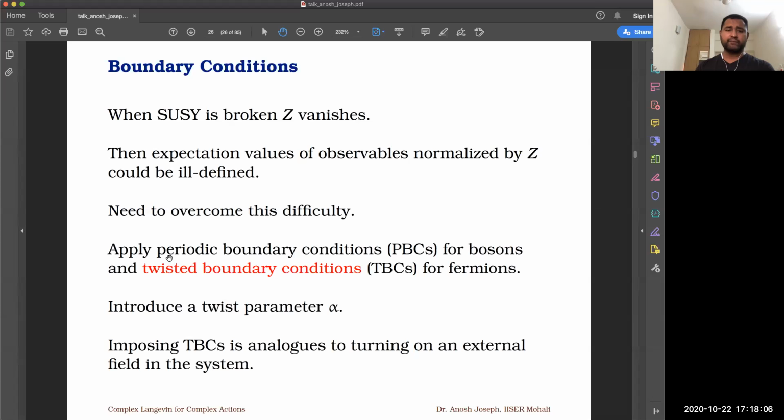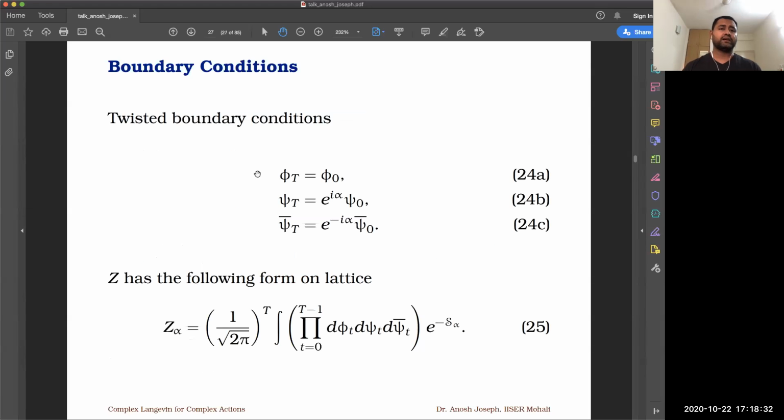So what we can do is we can apply something called twisted boundary conditions. Okay, so this appears in lattice QCD as well. We impose twisted boundary conditions. So what we do is we apply periodic boundary conditions for bosons and twisted boundary conditions for fermions. So we introduce a twist parameter alpha. So introducing twisted boundary conditions is the same as turning on an external field in the system. So the twisted boundary conditions, they look like this. For bosons, it is unchanged. Okay, at site 0 and site T, it is the same. And for fermions at site 0, it is related to site T by a phase. Okay, e to the power i alpha.